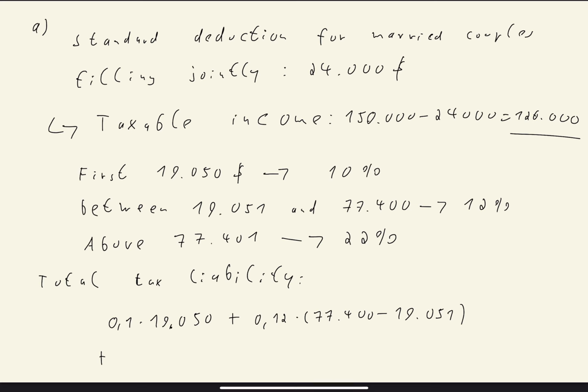on this we apply the 22% tax rate, so we have 0.22 times 126,000 minus 77,400. And if you calculate this, this is equal to 19,599. So both couples have a total tax liability of 19,599, and this does not depend on the composition of the total income, whether both are actually working or only one of them is working.